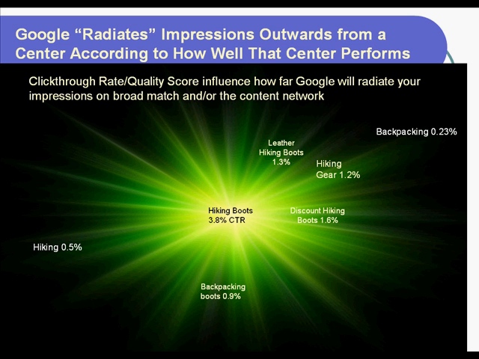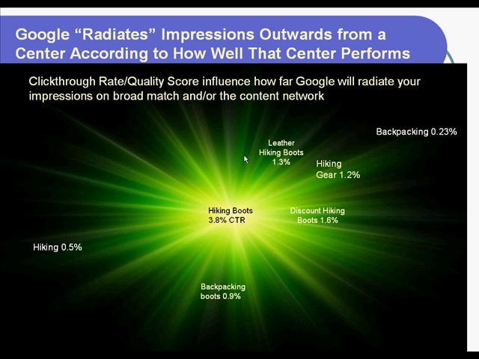Okay. What I want you to understand is that Google radiates impressions outwards. This is our best guess. They haven't told us this, but our best understanding is that they will radiate impressions outwards in proportion to how well your center of gravity performs. So if you were to choose the keyword hiking boots as a center of gravity, and you were to generate a 3.8% click-through rate, well, you might be able to pull in traffic from leather hiking boots and get a 1.3% click-through rate, and discount hiking boots and get a 1.6 click-through rate.